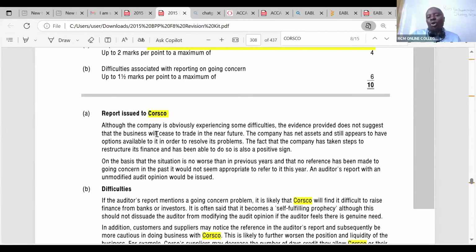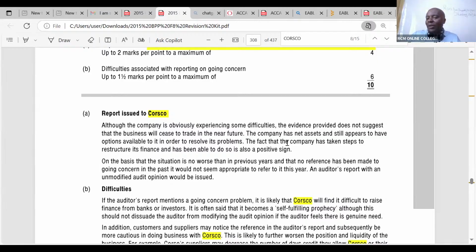So, report issued to Core Score. Although the company is obviously experiencing difficult circumstances, the evidence provided does not suggest that the business will cease to trade in the future. These guys have even done restructuring. They have seen this new program that they introduced is putting them into trouble. They have stopped doing further investments. All right.